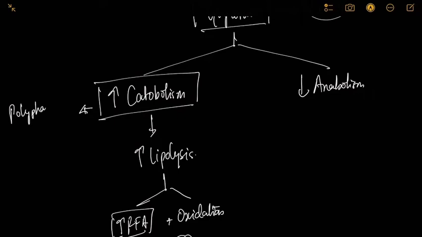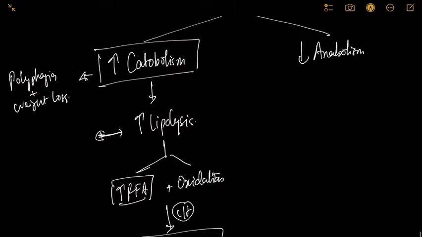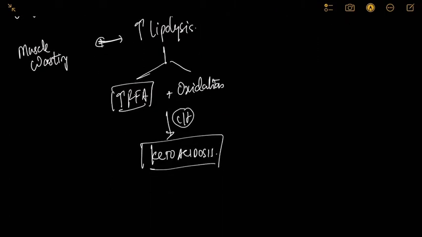All right, there are a few additional points here, like increase in catabolism leads to polyphagia and weight loss. All right, and increase in lipolysis leads to your muscle wasting. All right, so this was the first thing we were concerned with, ketoacidosis.